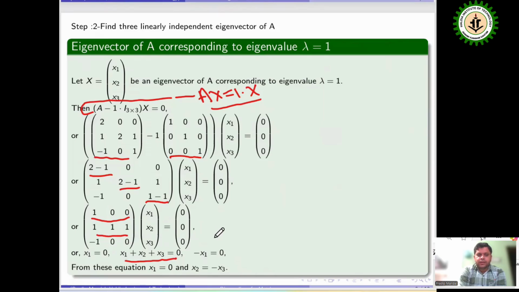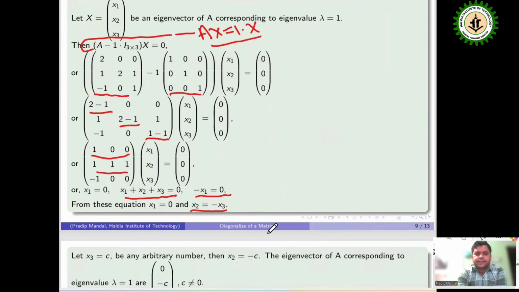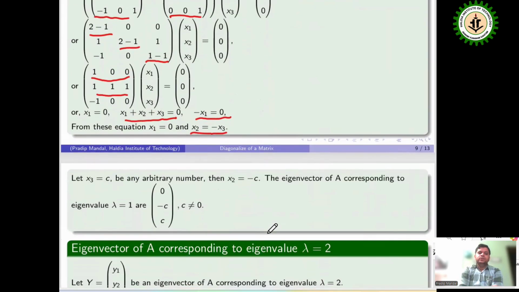And for the third row, minus 1, that is minus x1 equals 0. From this, we clearly get x1 equals 0 and x2 equals minus x3. Now we take x3 to be any arbitrary number, that means x3 equals c. Then we clearly get x2 equals minus c. Therefore, the eigenvectors of A corresponding to the eigenvalue lambda equals 1 are (0, minus c, c), where c must be non-zero. This is also written in this form: c times (0, minus 1, 1).